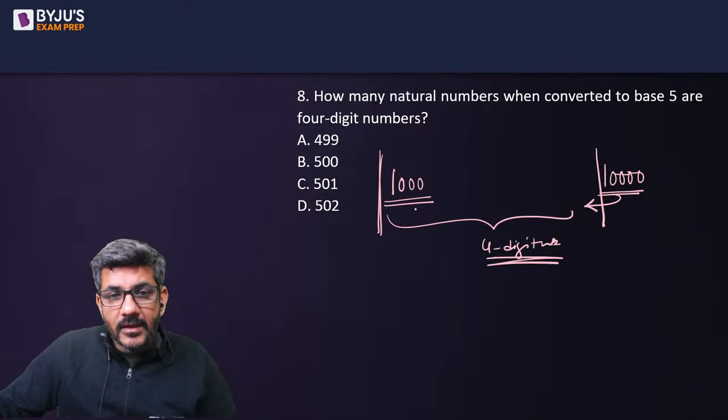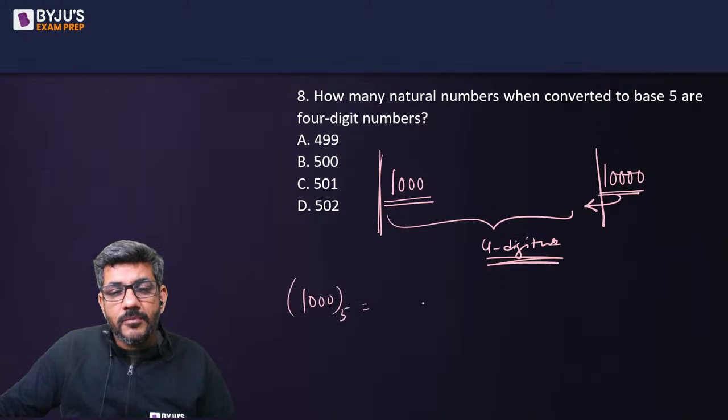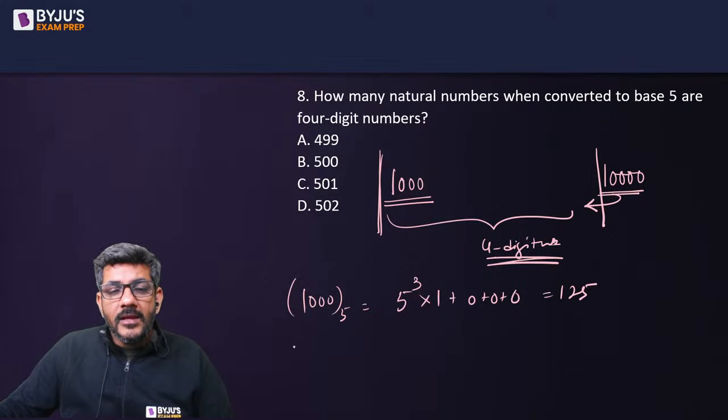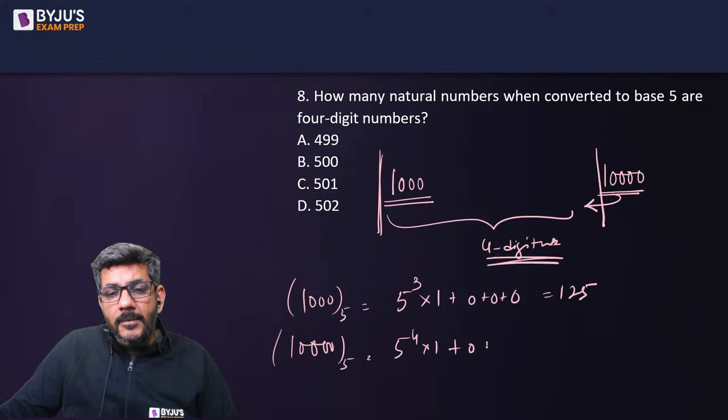Now, if 1000 is a number of base 5, in decimal system, what would it be? It would be equal to 5 cube into 1 plus 000. So, therefore, my answer is 125. And 10,000 in base 5, it is how much? It is 5 to the power 4 into 1 plus 000. We get the number as 625.